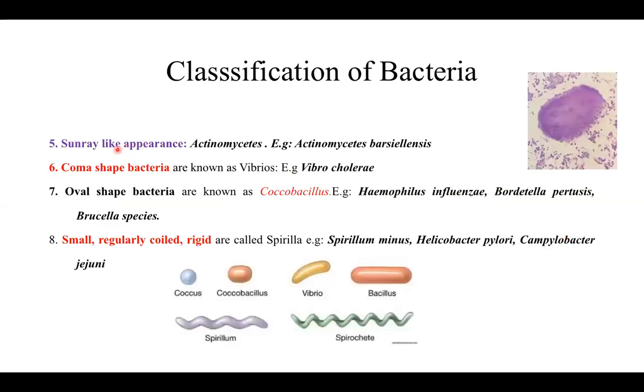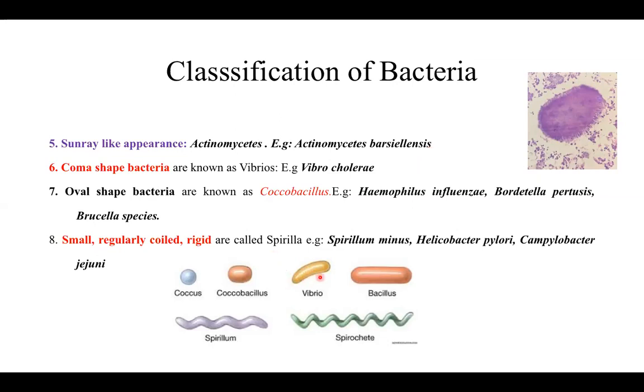Some bacteria have a shape with sun rays-like radiation. Those bacteria give a sun-ray-like appearance on Gram staining. These types of bacteria are known as actinomycetes. An example is Actinomyces israelii.